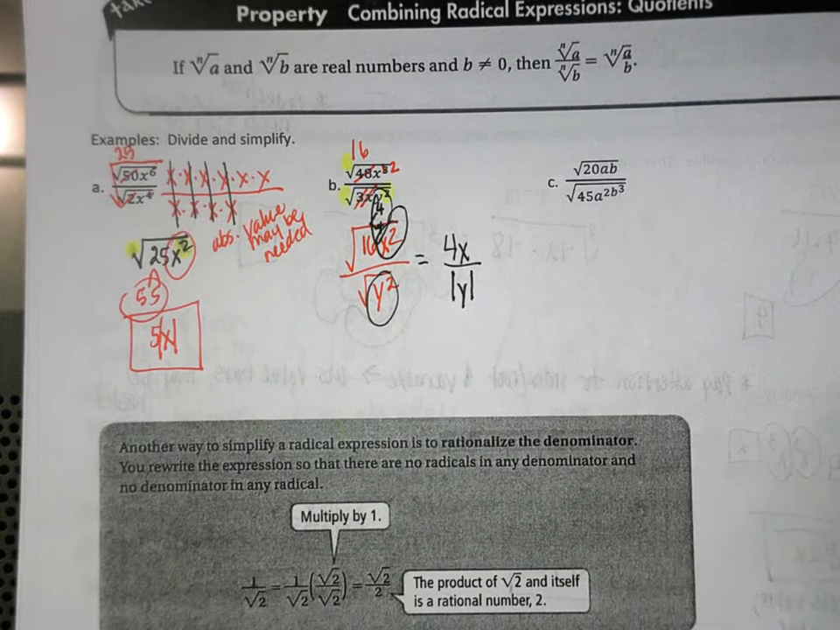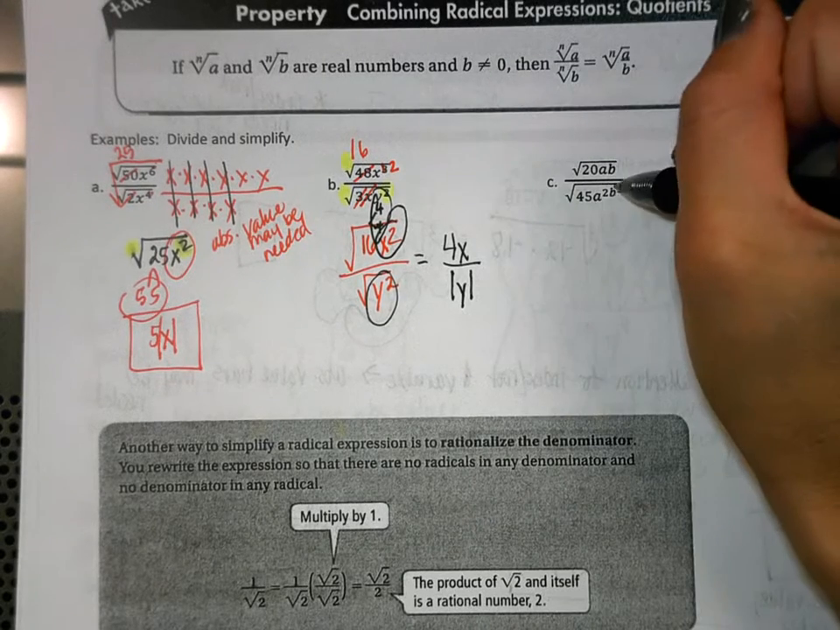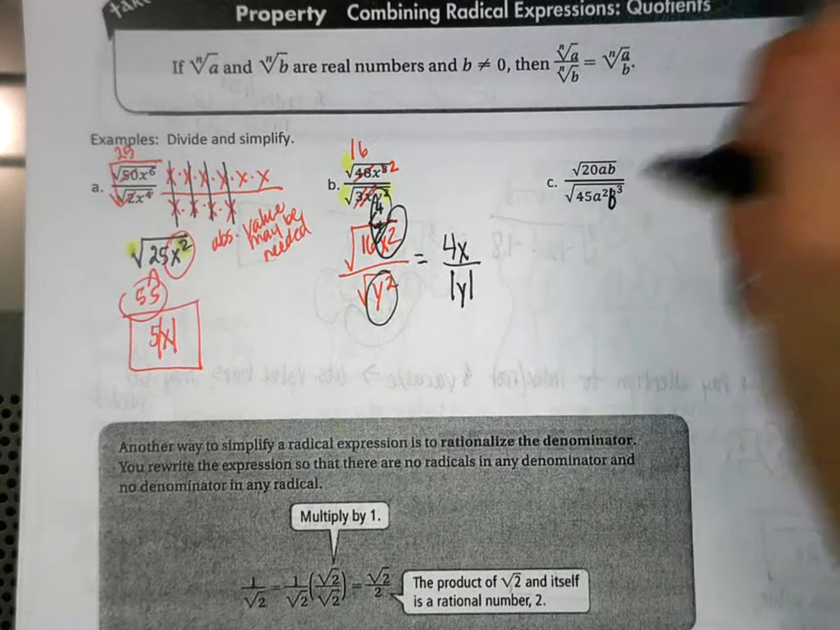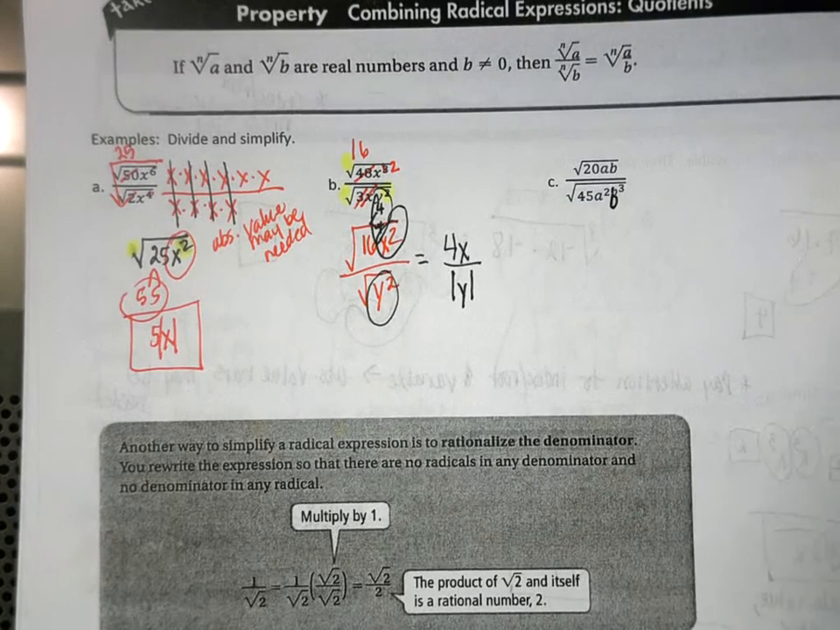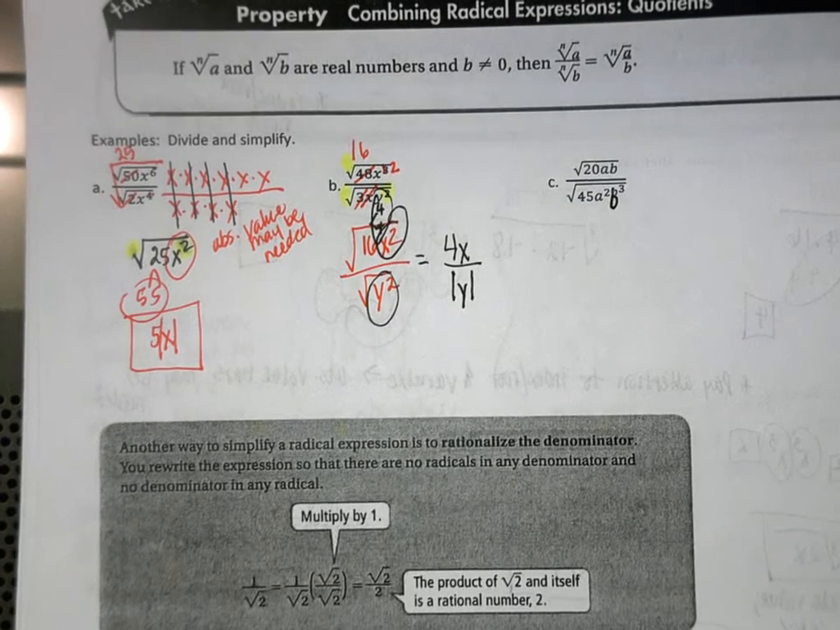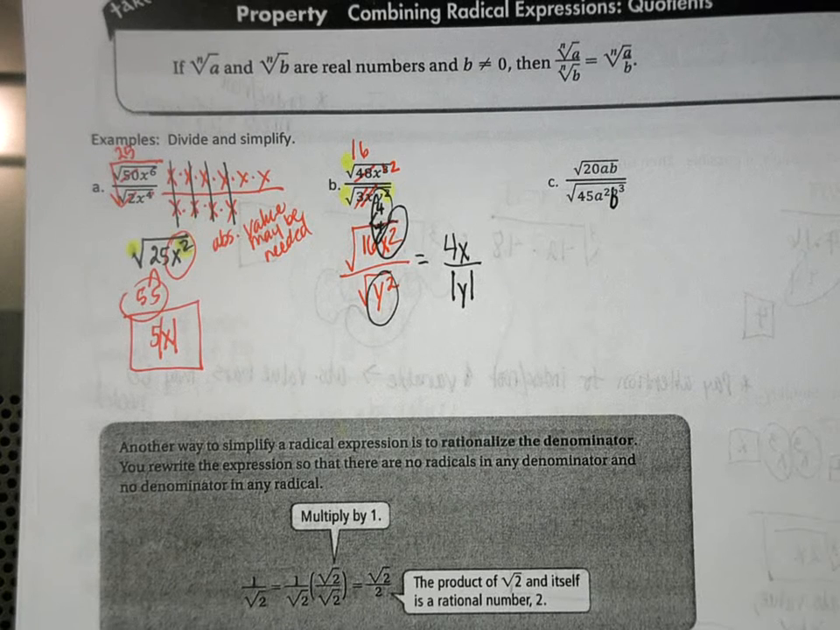Okay, part C. This b is actually supposed to be just a regular b to the 3rd. Okay, so starting in the original problem, what is the only thing that we have to worry about? Possibly the a squared, yes.